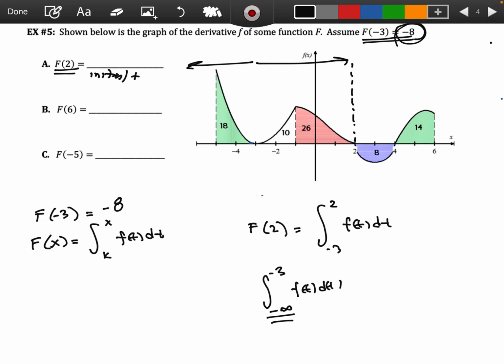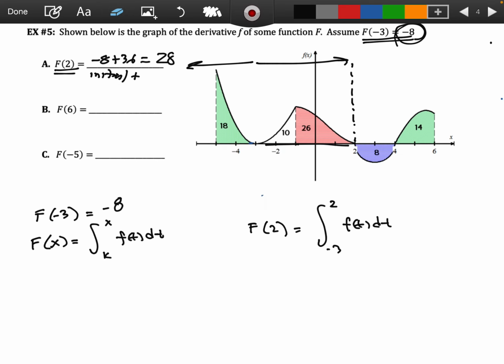So this is going to be 10 plus 26. That's 36. But don't forget that initial amount, and you end up getting 28. Cool.